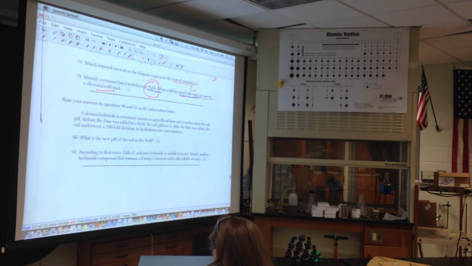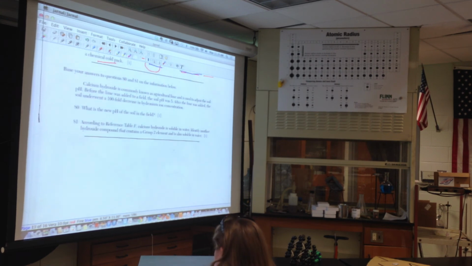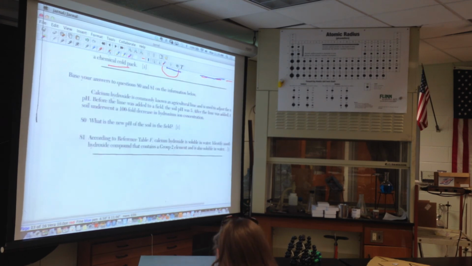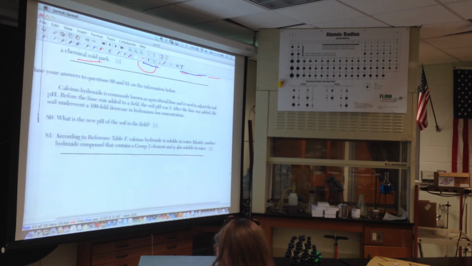So what do they want actually? They want to identify a reactant, yeah, okay. So base the answers to question 80 and 81 on the information below. I'm going to read the question first. What's the new pH of the soil? Okay, the pH was 5. We talked about this today. And there's a 100-fold decrease in hydronium ion.